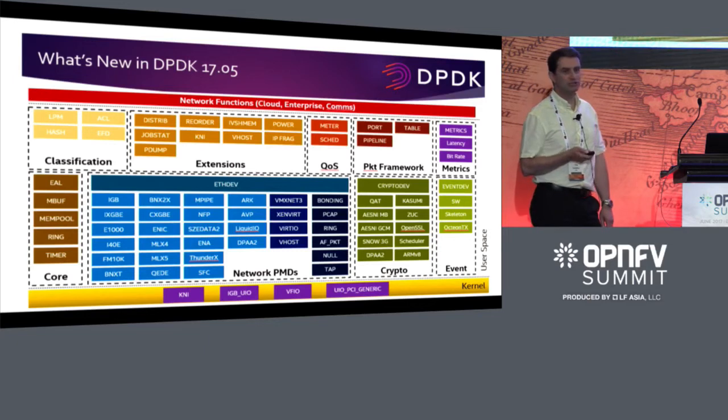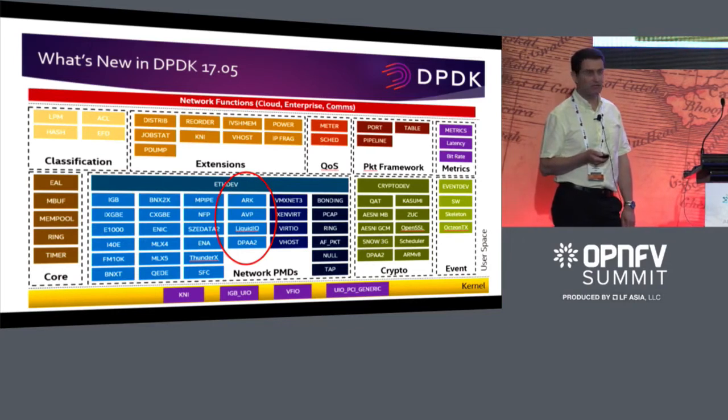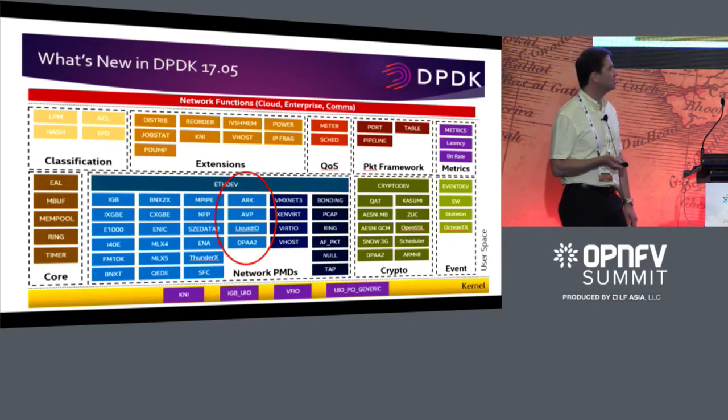Looking at some of the changes for the 17.05 release, the first thing we had was a number of new drivers. So the ARK PMD is for Atomic Rules FPGA-based devices. AVP is Wind River's Accelerated Virtual Port, I think is the acronym. I could get that wrong, but I think that's what it is. LiquidIO is from Cavium, DPAA2 is from NXP. So typically we see a steady increase in the number of devices supported by DPDK across every release. That happened in 17.05, just the same way as it has with all the recent ones.